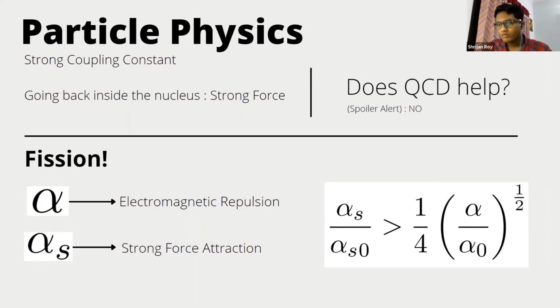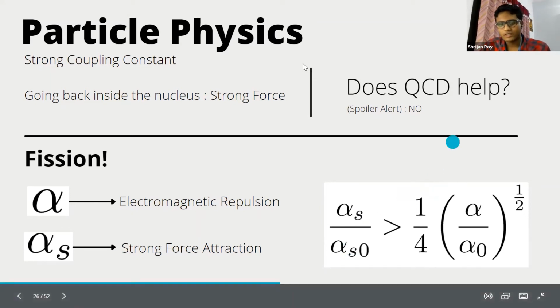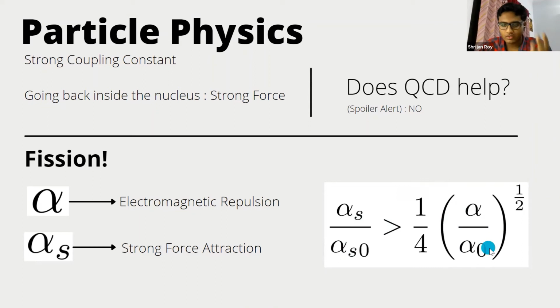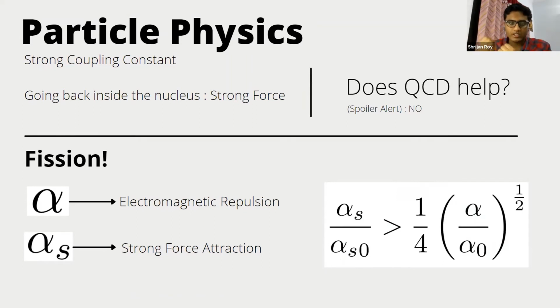But we don't want a fission to happen at maybe carbon or hydrogen or lithium, just like that at room temperature. We don't want that to happen. So for that, we consider the constraint that alpha_s over alpha_s0, the strength of the strong force, should be greater than alpha over alpha_0, the electromagnetic strength, so that the nucleus stays together at small atomic number.